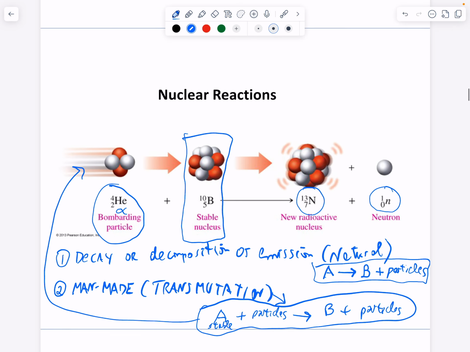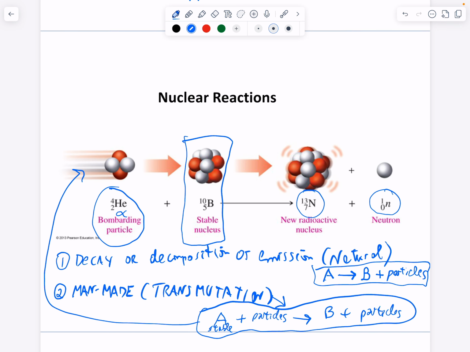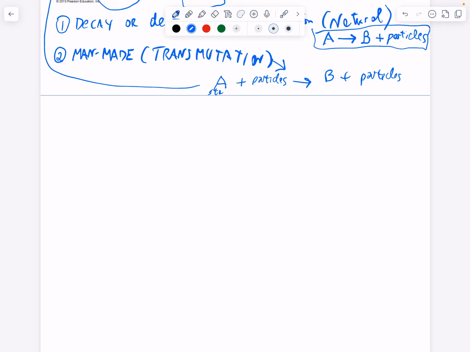Now, before I continue with this, let me tell you the main rule of nuclear equations. Let me create another page here. Nuclear reactions, it doesn't matter if it's natural or transmutation, you are going to have something like this. Okay? How do you know it is correct?